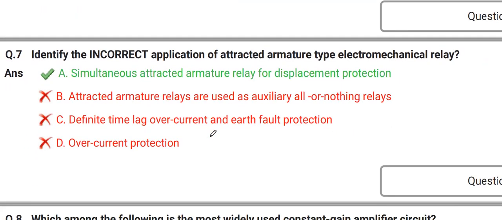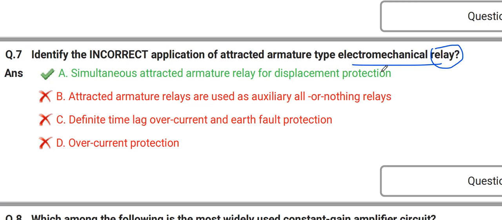Identify the incorrect application of attracted armature type electromechanical relay. So we know something about the electromechanical relay: they can be used for both AC and DC, and these relays were the earliest form of relay used for the protection of power systems. The electromechanical relay works on the principle of mechanical force causing an operation of the relay.